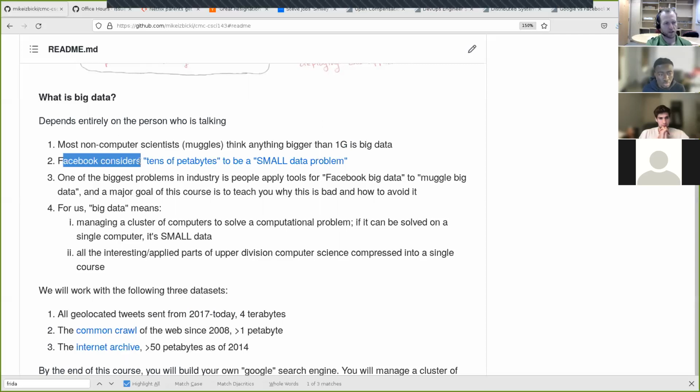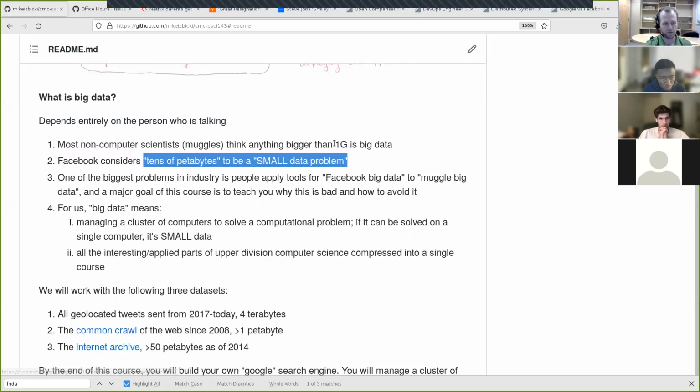Facebook considers tens of petabytes to be small data. A petabyte is 1,000 terabytes, so this is maybe 100 hard drives worth of information, and Facebook considers that small data. Facebook ingests this amount of data roughly every hour. And so you need very different programming techniques to handle this amount of data than the muggle amount, and we're going to be talking about the techniques to handle it in this class.